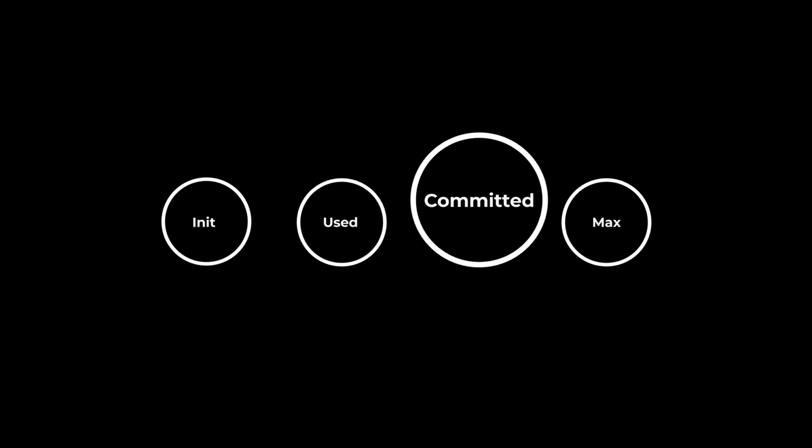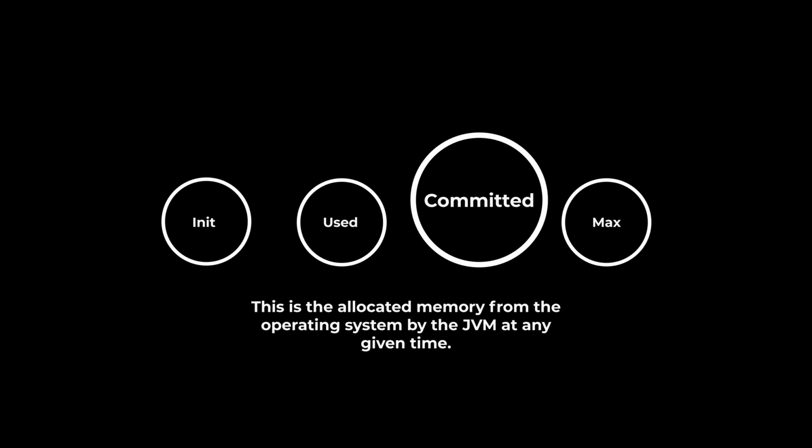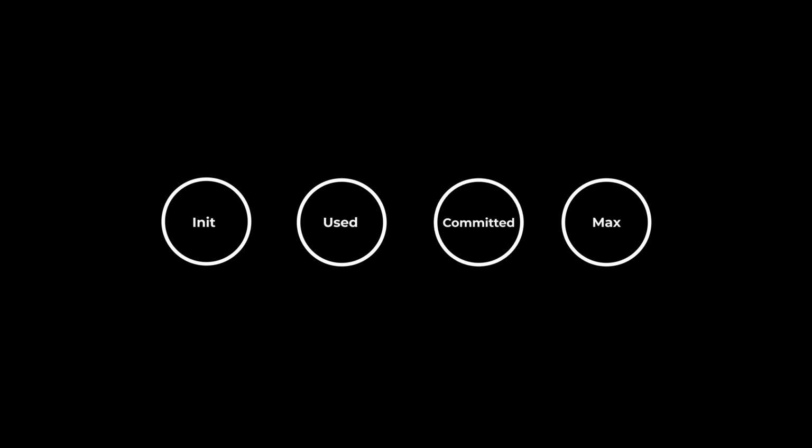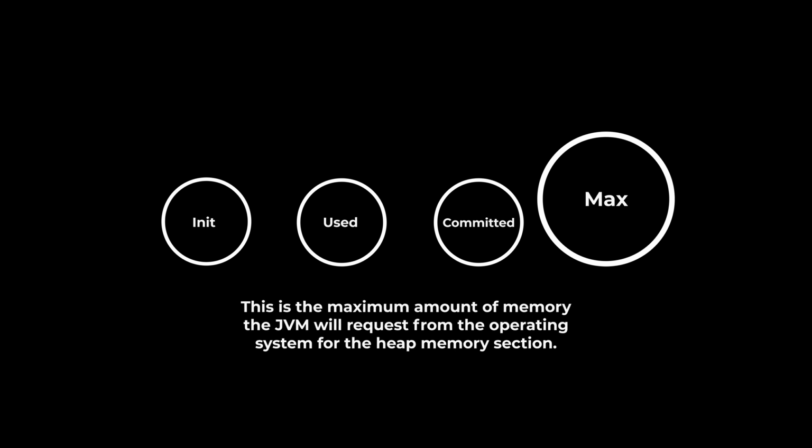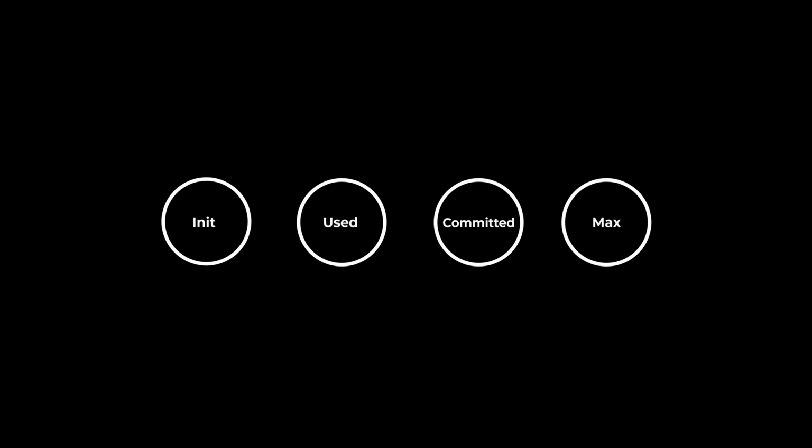Third one is committed. This is the allocated memory from the operating system by the JVM at any given time. This will be near the amount of memory that can be observed from operating system level tools, such as PS or top. And the final one is max. This is the maximum amount of memory the JVM will request from the operating system for the heap memory section. Used and/or committed memory will never go beyond the max setting regarding the heap memory section. This coincides with the JVM XMX setting.